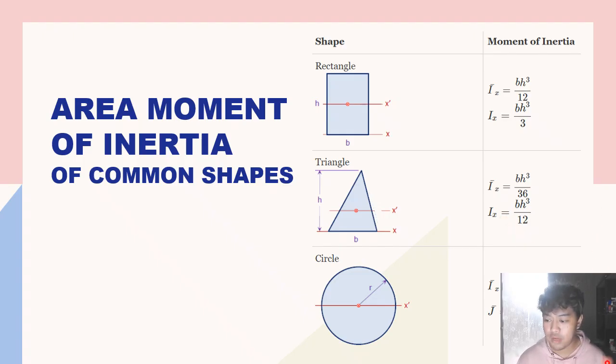And then if we have circle, let's just use this first formula here, Ix, since usually for circle, we use the centroid, no? So we don't usually use the bottom of the circle. So we have here pi r to the power 4 over 4, wherein r is our radius.